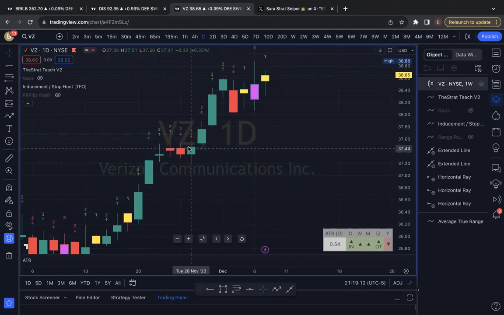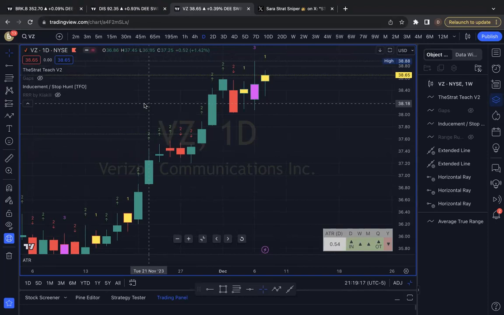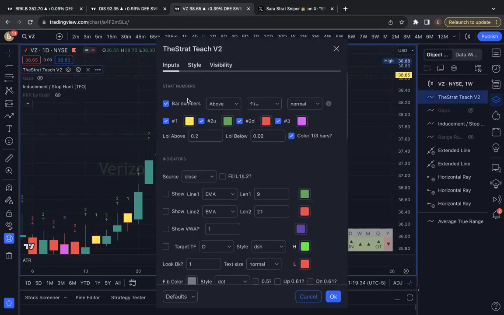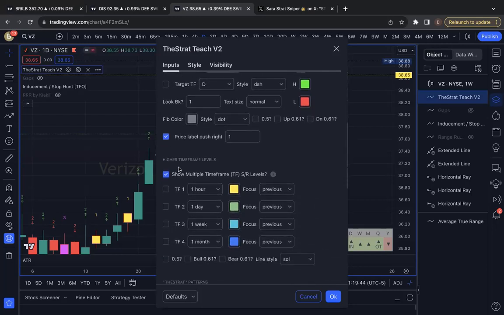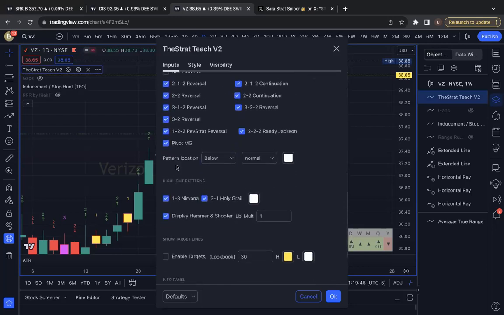Okay, so the Strat Teach V2. There are other strat indicators out there, such as Strat Assistant. That's what I started off with. I don't like Strat Assistant anymore because it looks very retro to me. It looks like 90s digital. I'm just not a fan of it. The Strat Teach V2 is very, very customizable. You can change the color of your inside bars, your two ups, your two downs. You could do that with Strat Assistant also, but it also gives you a lot of different options that I like.